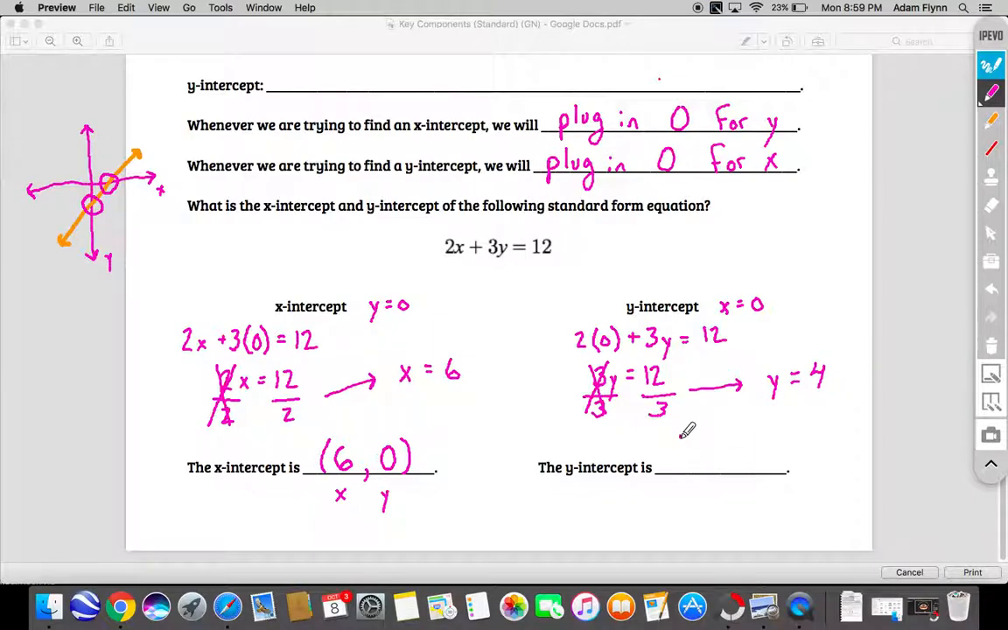So as an ordered pair, x always comes first. I plugged in 0 for x, and that got me 4 for y. So I know this line crosses the y-axis at the point 0, 4. At this time, you can move on to the example video for key components of linear equations in standard form.